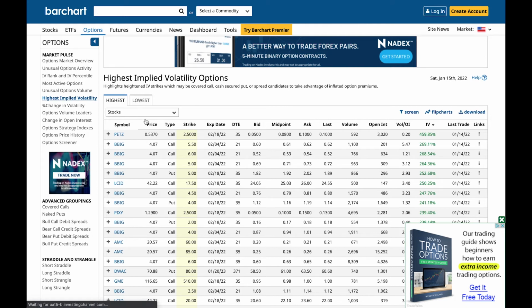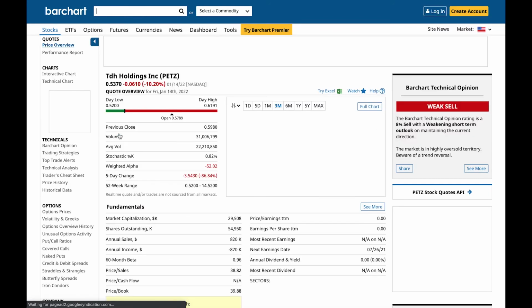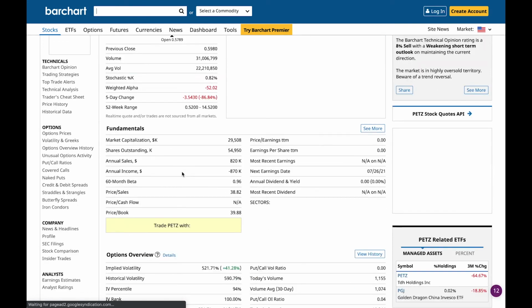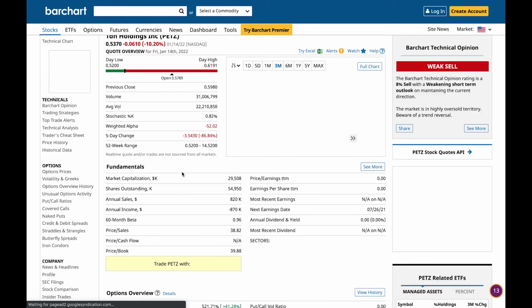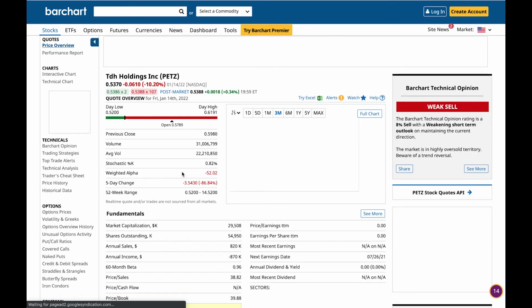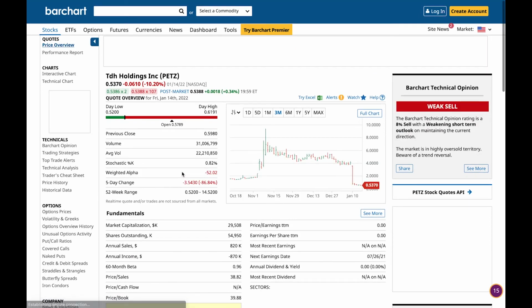And what I meant about the deep dive into fundamentals, for example, if you just click on a symbol, we'll do this PETZ, you can see a lot of the fundamentals here, a lot of the financials of this particular ticker symbol, and you can do more research on it this way if you want to. Again, I'm not a member, so everything that you're seeing here is free.